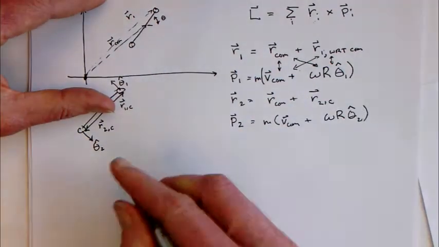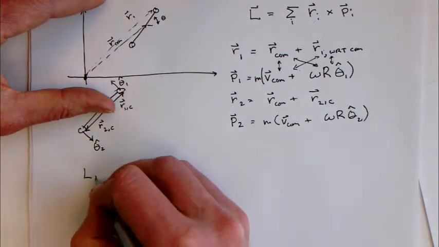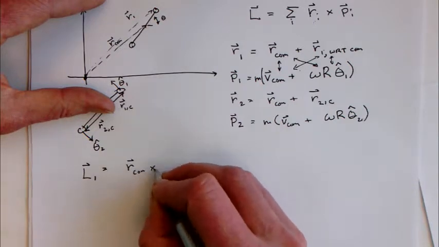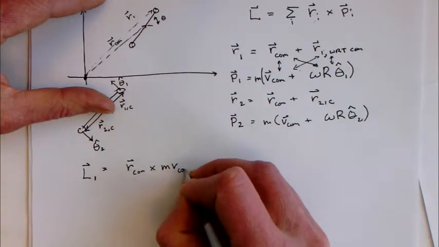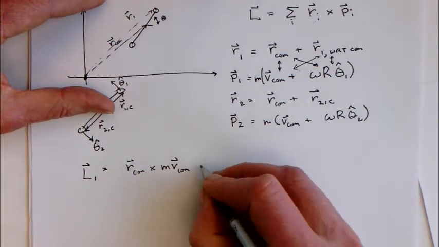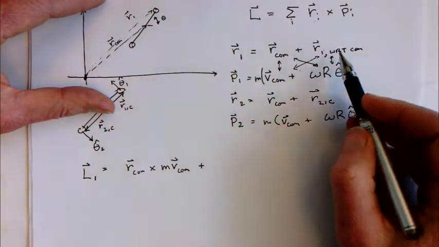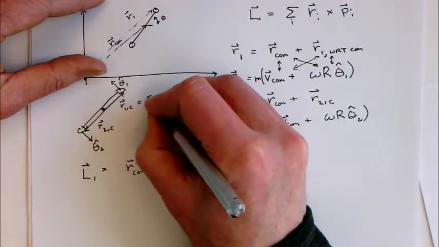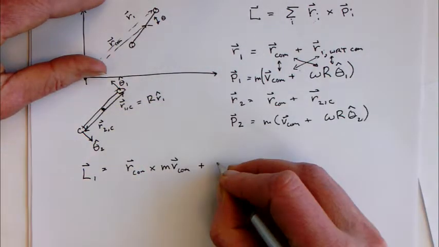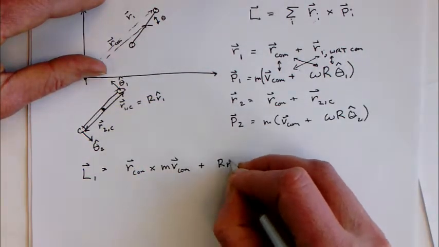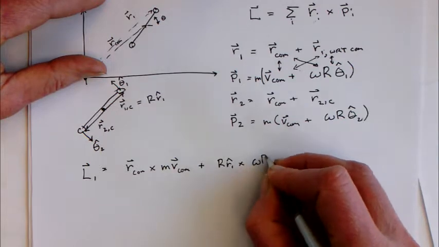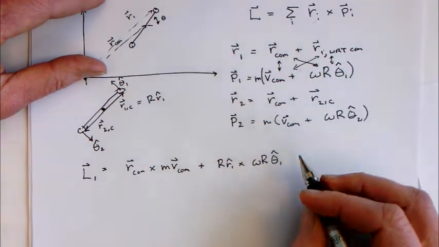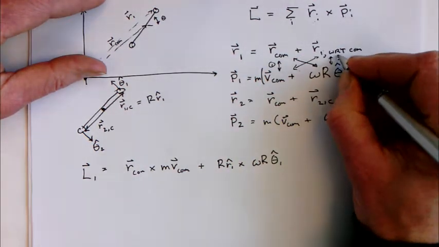So if I go through and do that out, I'll get, for the first object, R center of mass cross m V center of mass. I'll get another term that's second times the second. Well, R1 is simply big R times R1 hat. So this will be big R times R1 hat crossed with omega times R times theta 1 hat. That's what this term will be. So this is 1, this is 2.